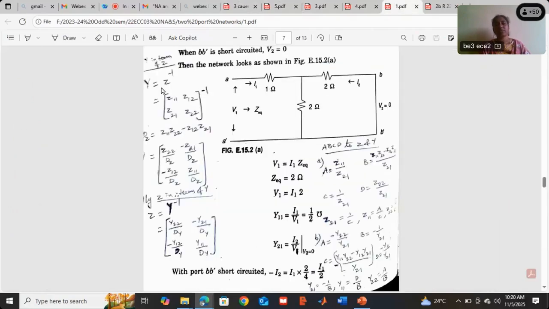If Z is known to calculate Y, it is Z inverse. If Y is known to calculate Z, it is Y inverse. Okay. Then ABCD to Z and Y conversion, these are the formulas. Z is known, so RHS it is Z value, ABCD on the LHS. These formulas you learn by heart. Similarly, H parameter to Z and Y also I will put in the slide. In the PPT, I will put and give you the PPT. Okay. That will be the best method to prepare in the two-port network.